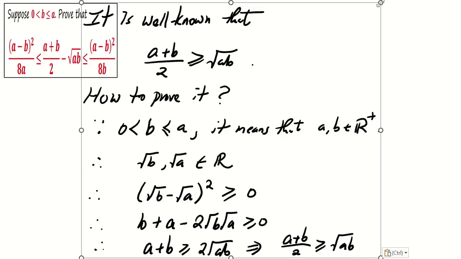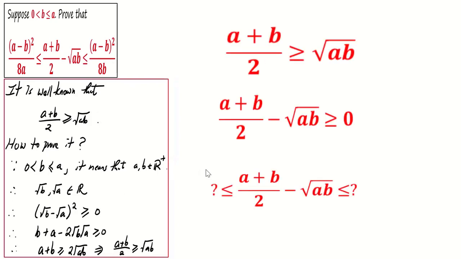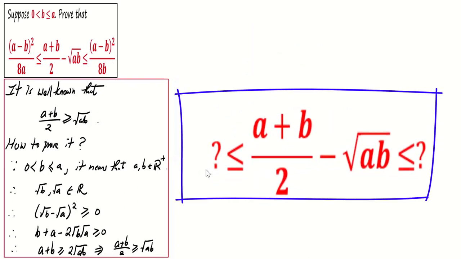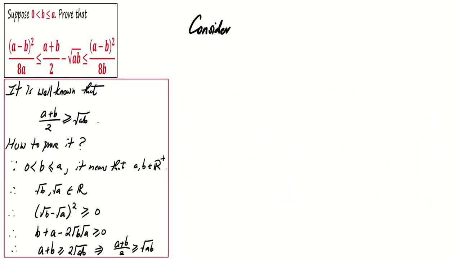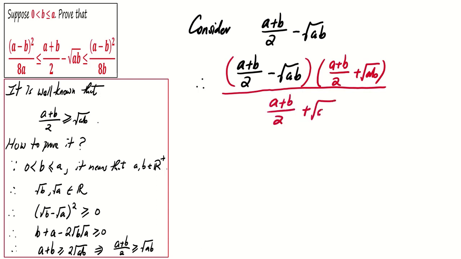In fact, for today's problem, we do not need to prove (a+b)/2 ≥ √(ab). It's just that we want to know what is the possible range for this difference. In order to do that, we consider (a+b)/2 − √(ab). We can treat it as ((a+b)/2 − √(ab))/1. Now we multiply both numerator and denominator by the conjugate, which is (a+b)/2 + √(ab).